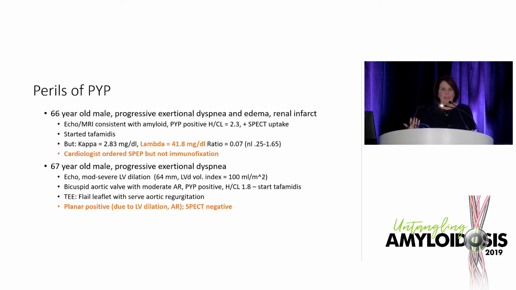Here's another patient I just saw who had a dilated ventricle. His walls really weren't that thick. He had a bicuspid aortic valve with aortic regurgitation. PYP was positive, but it turns out he has a flail aortic valve, a torn leaflet of his aortic valve. And it's just planar positive because he has a big left ventricle with aortic regurgitation. So the blood is going backwards, so you're going to have more technetium pyrophosphate hanging around there. So this is another planar positive, SPECT negative patient.